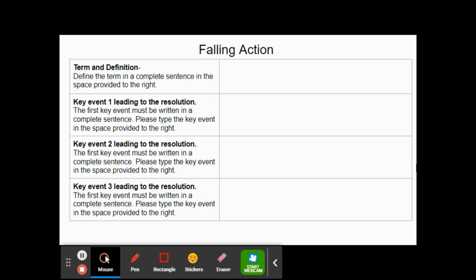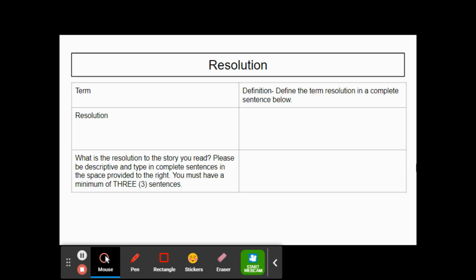Falling action. You're going to define falling action. These are all the events that happen after the climax, but before the resolution. You have to have 3 events that you're going to discuss during the falling action.